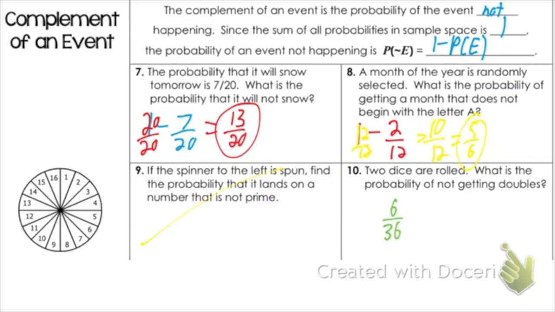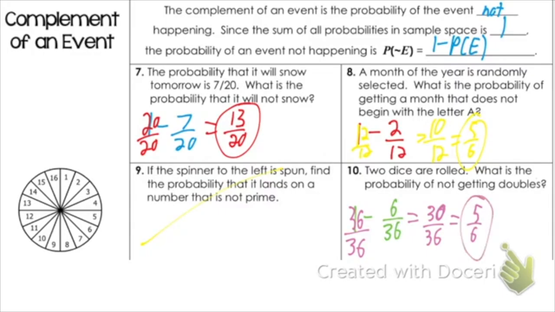So how would you figure out the probability of it not being doubles? Subtract it from 1. Do 1 minus that. And we could say 1 is secretly 36 over 36. And you say, hey, we get 30 over 36. Okay, it can reduce to 15 over 18, but it can also reduce more. Divide by 6 and go to 5 over 6.